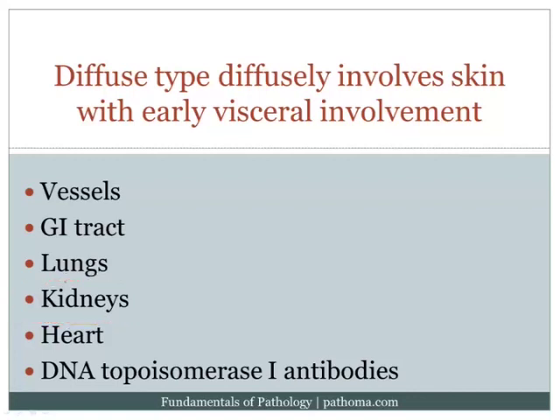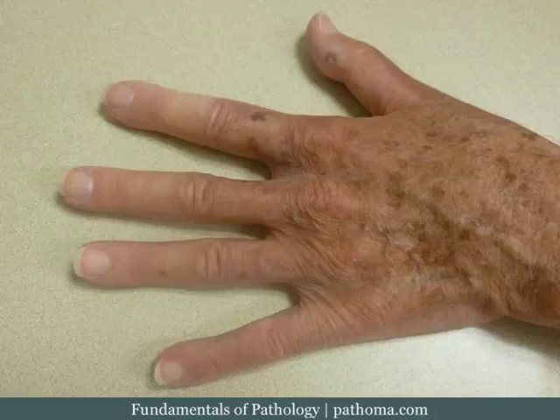And then finally, patients can also get involvement of the heart, and so they can, for example, get heart failure because of the pulmonary hypertension, or they may actually get fibrosis of the cardiac tissue itself. One important association to be aware of is that patients with the diffuse type will have antibodies against DNA topoisomerase 1. So limited type anticentromere antibodies, diffuse type DNA topoisomerase 1 antibodies.